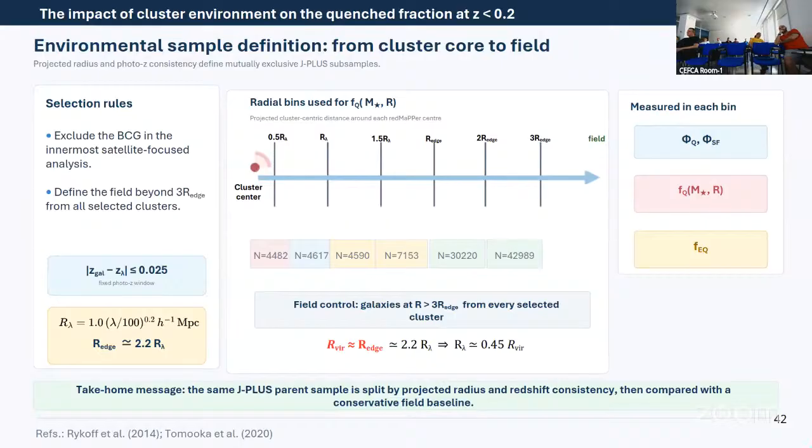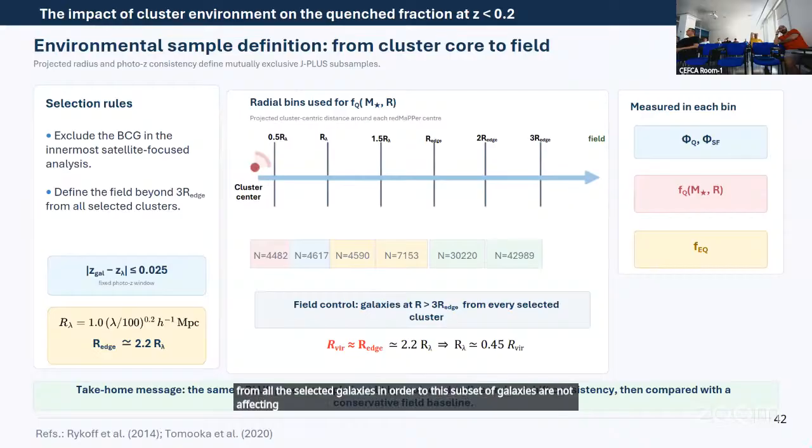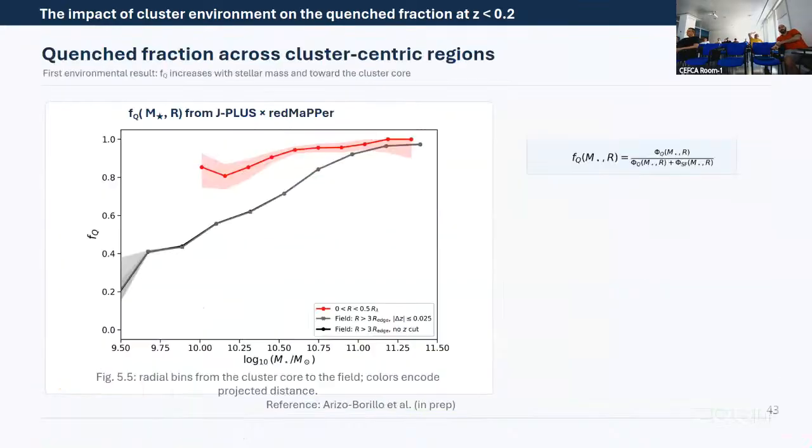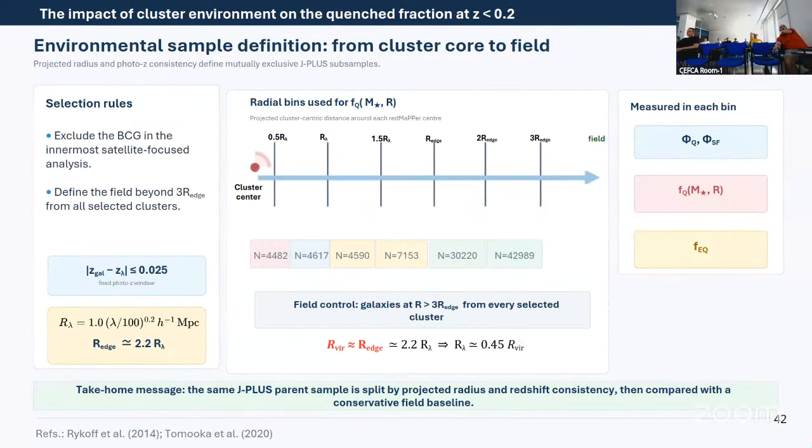We also exclude the BCG because it is a very particular galaxy, and we define the field beyond 3 R lambda from all the selected galaxies, so that this subsample of galaxies is not affected by the environment of the galaxy cluster. And what we obtain, we will see, is the quenched fraction.